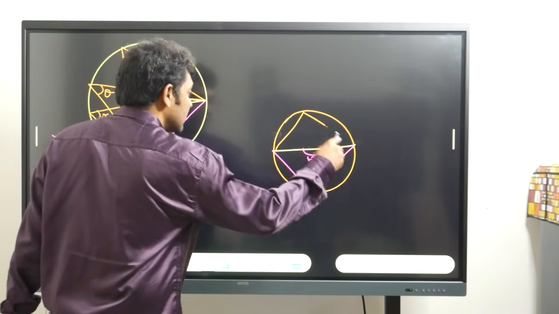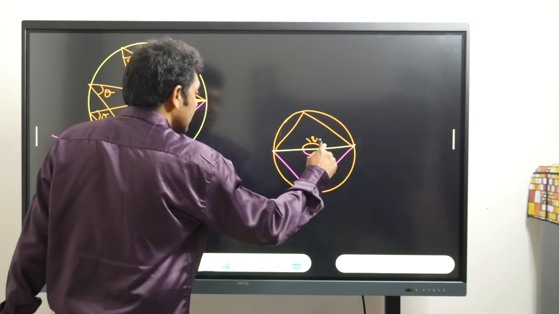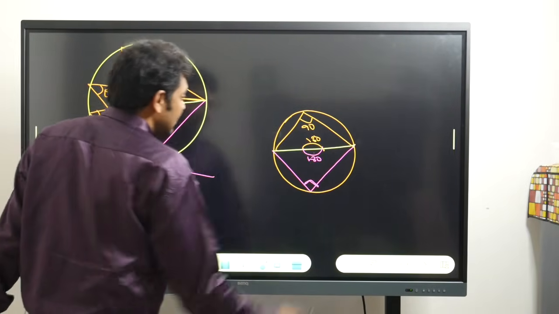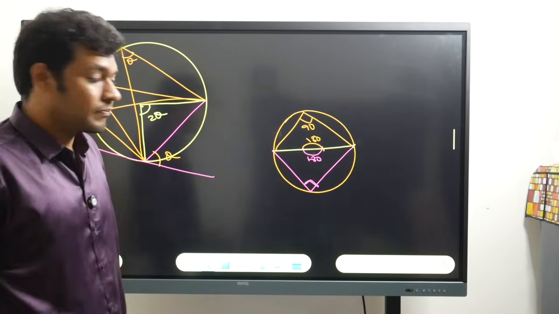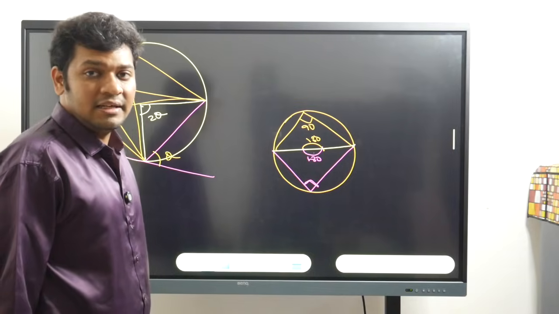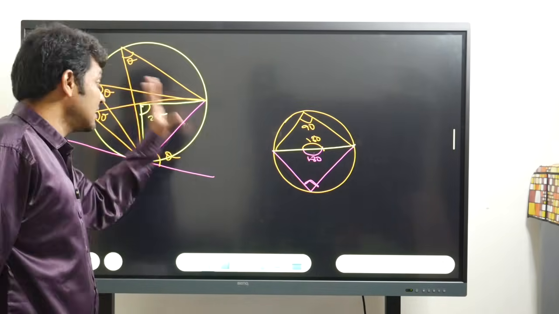Similarly, if you have here, this is going to be another 180. This also 90. That is why angles in a semicircle is 90 degrees. Just to understand that part here.